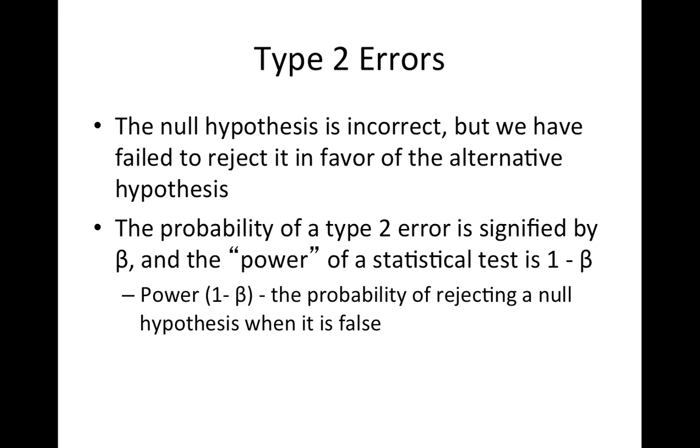Type 2 errors are when the null hypothesis is false or incorrect, but we failed to reject it. It's not true, but we've failed to reject it. The probability of a type 2 error is signified by beta, and the power of a statistical test is 1 minus beta. We're going to be talking a lot about 1 minus beta and about power, and that is the probability of rejecting a false null hypothesis, or rejecting a null hypothesis when it's false.